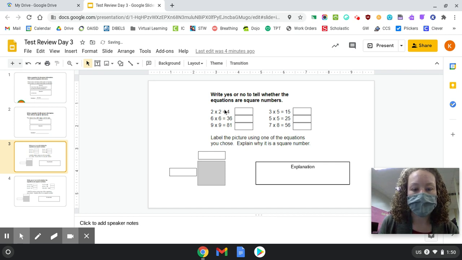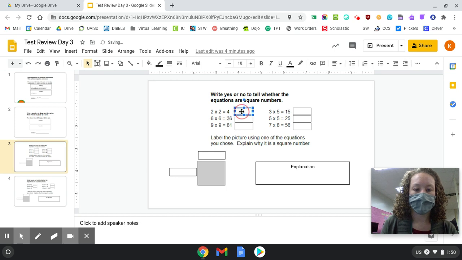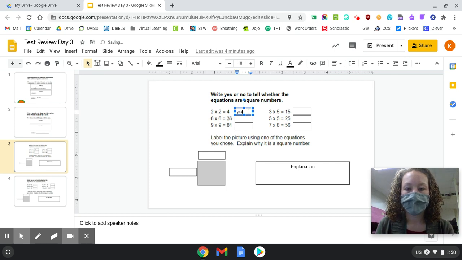The square numbers are actually the answers to those problems. Like a 2 by 2 is 2 times 2. So the square number is the answer of 4. So this is a square number because it's a 2 by 2. These two numbers are the same. They're both 2s. So that's going to be yes.